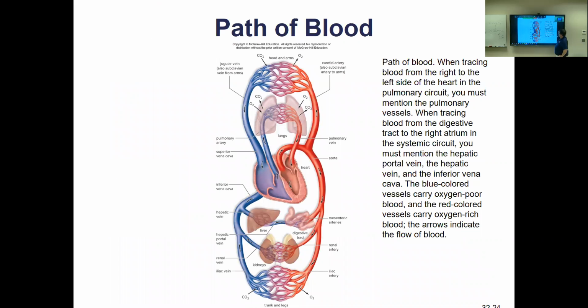There's a better picture showing how the systemic circuit goes to all your internal organs, and it includes the head, right? And then the pulmonary circuit simply goes to the lungs and pumps it back to the heart.